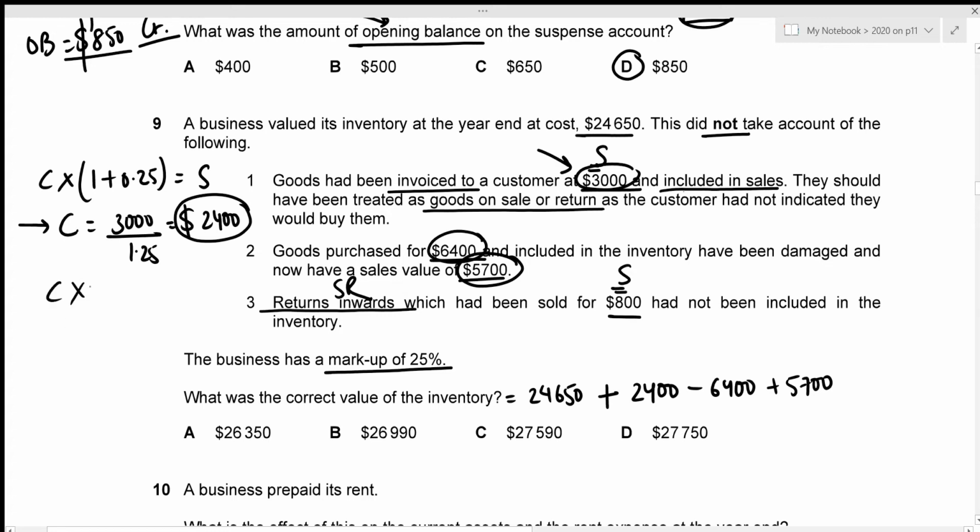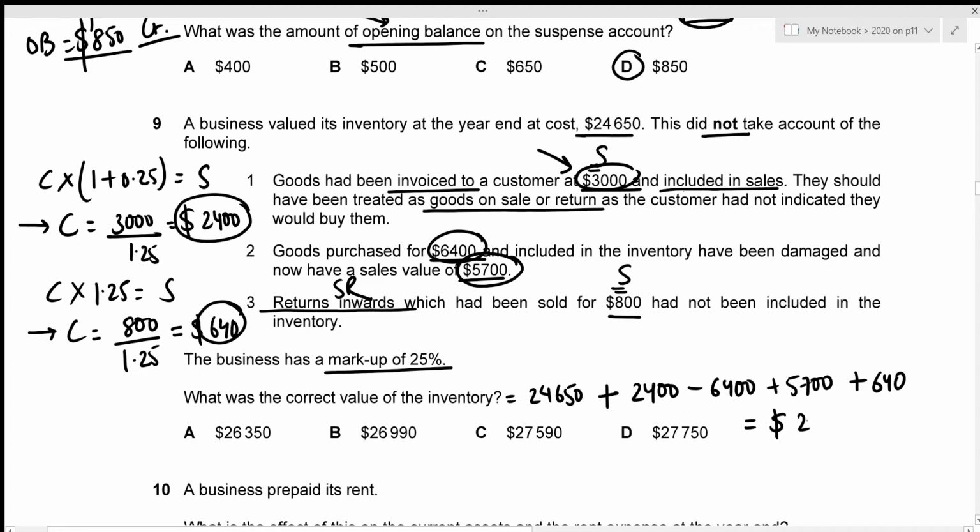Again, cost times 1.25 is the sales, and in this case we have our sales value to be 800. So the corresponding cost value is going to be 800 divided by 1.25, which results in 640, and we need to include this value in our inventory value. So that's plus 640. Now this gives the correct value of inventory to be 24,650 plus 2,400 minus 6,400 plus 5,700 plus 640, which results in 26,990. And this value is given in option B. That will be the correct answer.